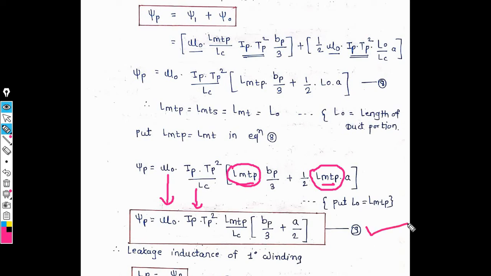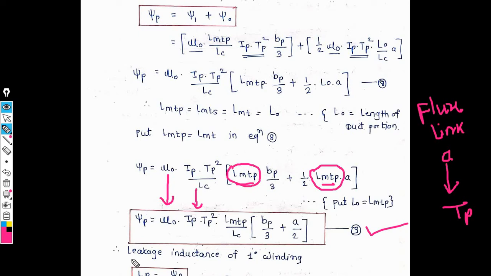In this equation we have found the flux linkage in the duct portion with the primary turns. Duct portion means symbol A, with respect to the primary turns. That is the flux linkage in the duct portion with respect to the primary turns.